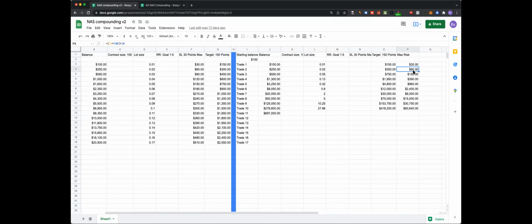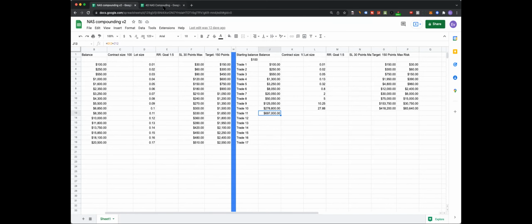Okay, max risk, max risk, max risk. This is still targeting the 150 points. Okay, it's just a difference when you get to trade 5. Here on trade 5, you're at 0.03. Here on trade 5, you're at 0.05. Okay, and when you get to 1,300, you're at a 0.13, 0.32, 0.8, 2 lot, 5 lot, 10 lot, 27 lot. Okay, that was a very, very aggressive approach. It's not impossible. We have students that have accomplished this number.